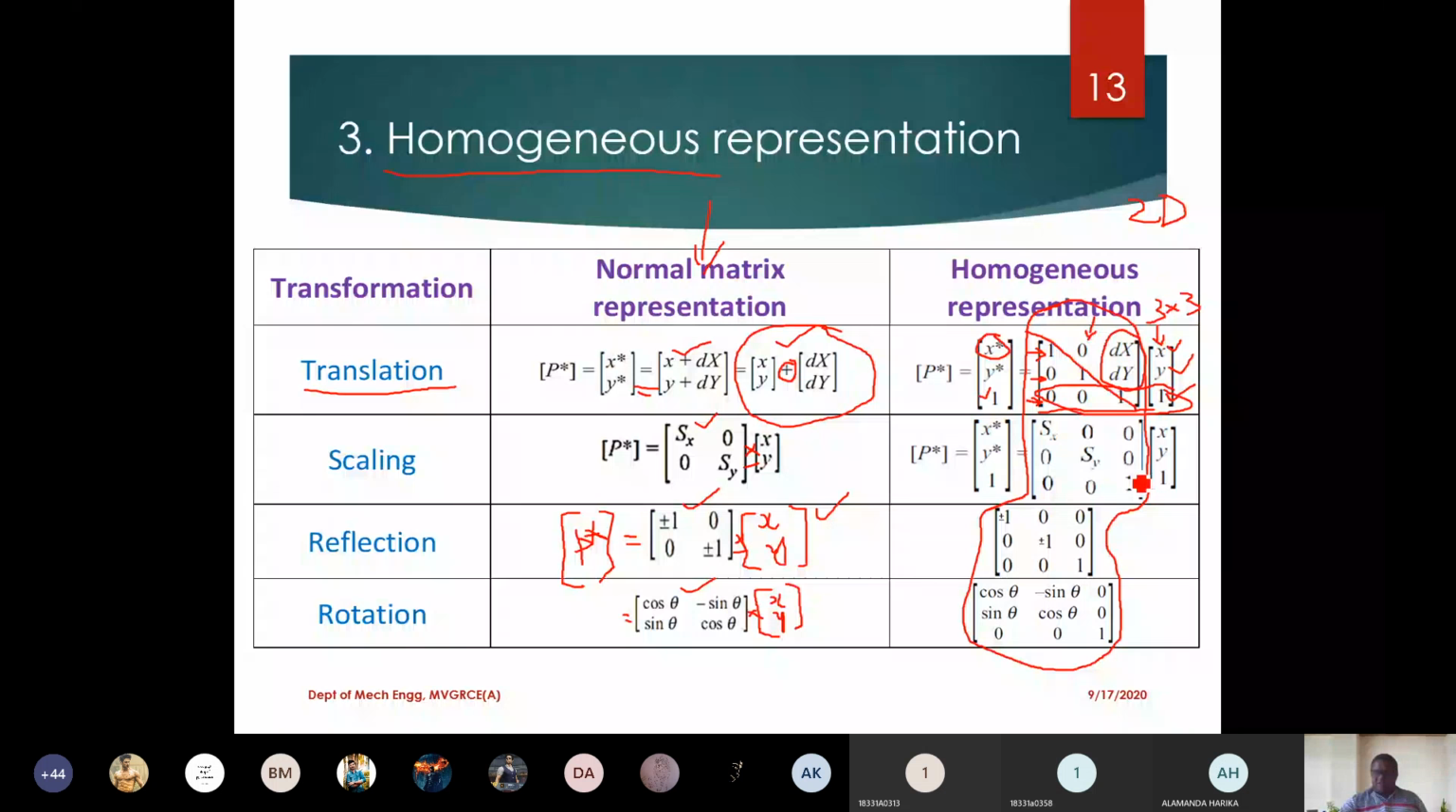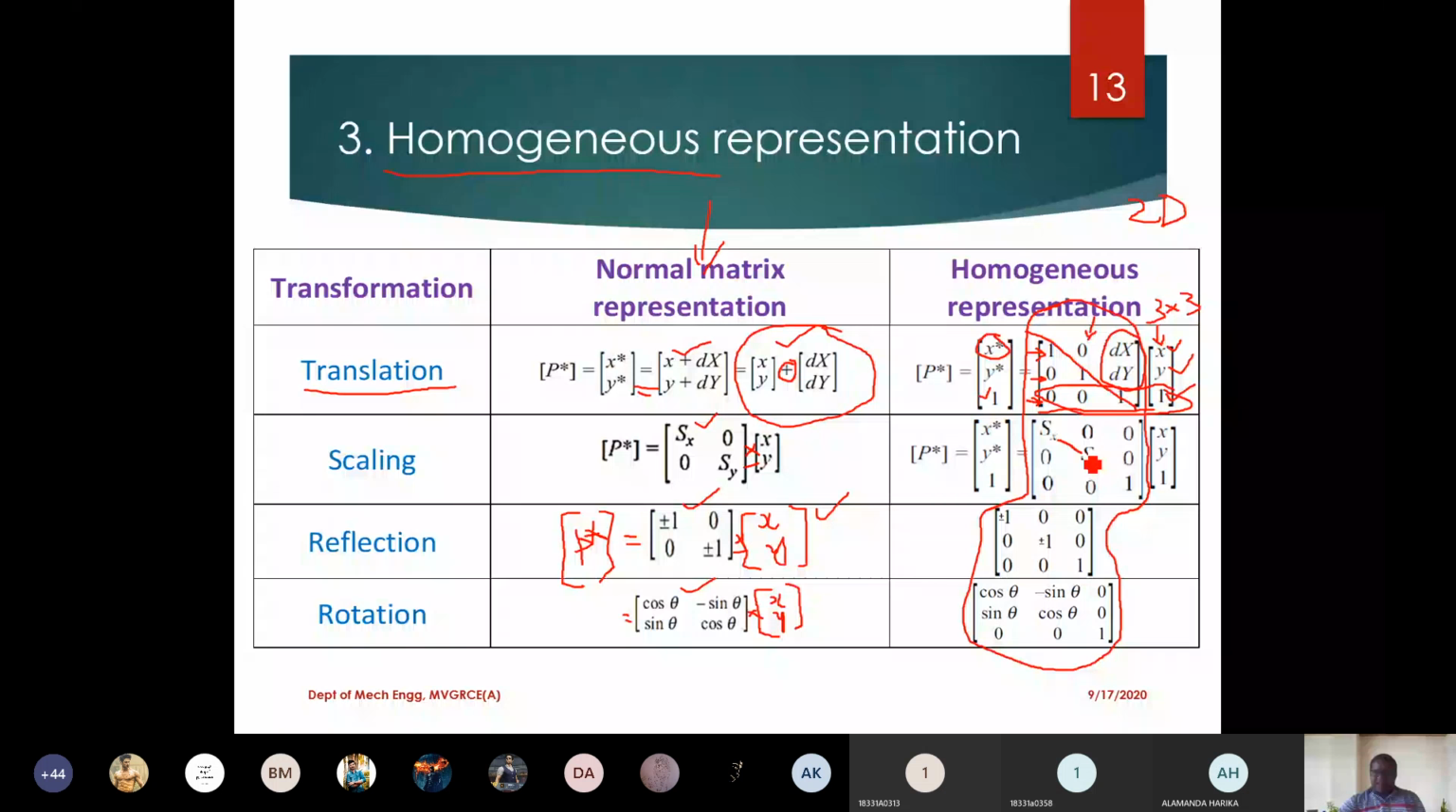And there is no z. Sz you will learn in 3-dimensional transformation. Right now we are still in 2-dimensional transformations, so you don't talk about Sz. I am having only Sx, Sy. What do you mean by Sx and Sy? Scaling factor in x direction, scaling factor in y direction, which will be supplied in the question. All these dx, dy values would be supplied in the question itself. Okay, you don't need to worry.